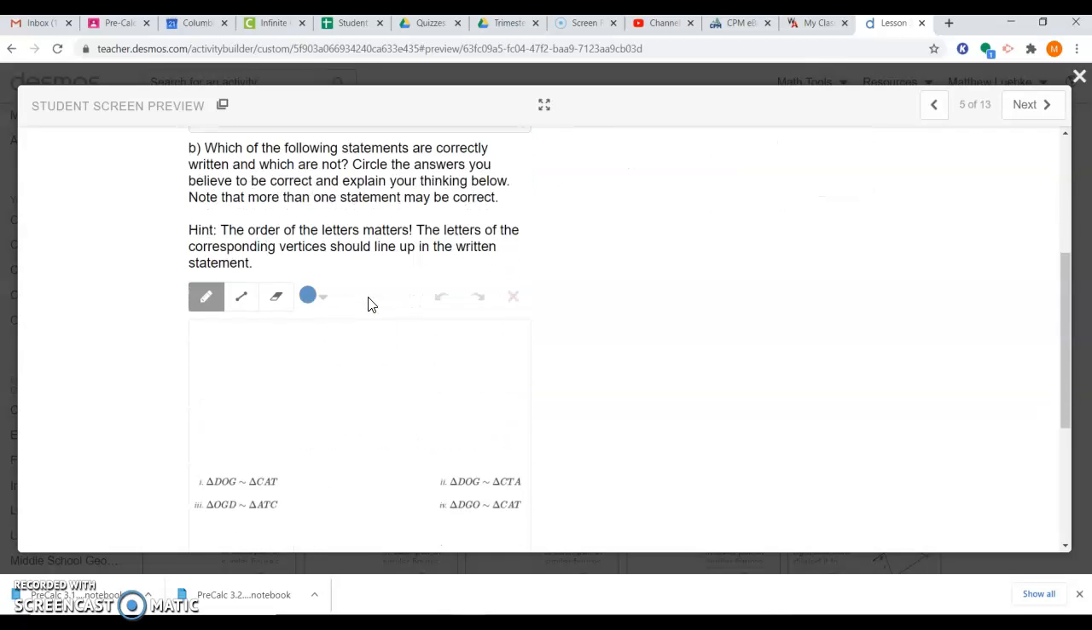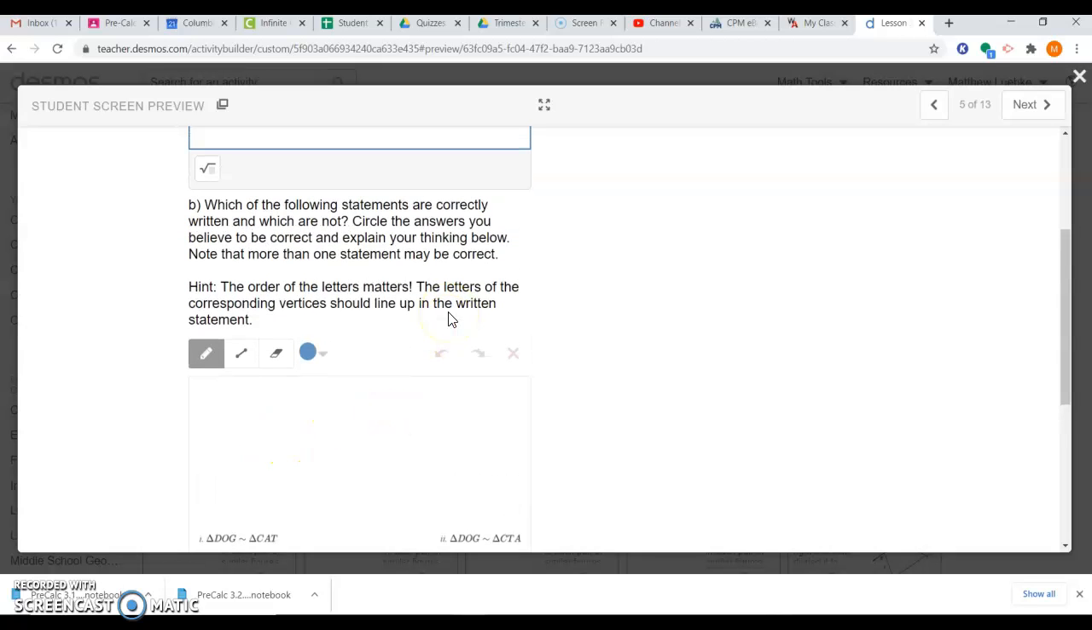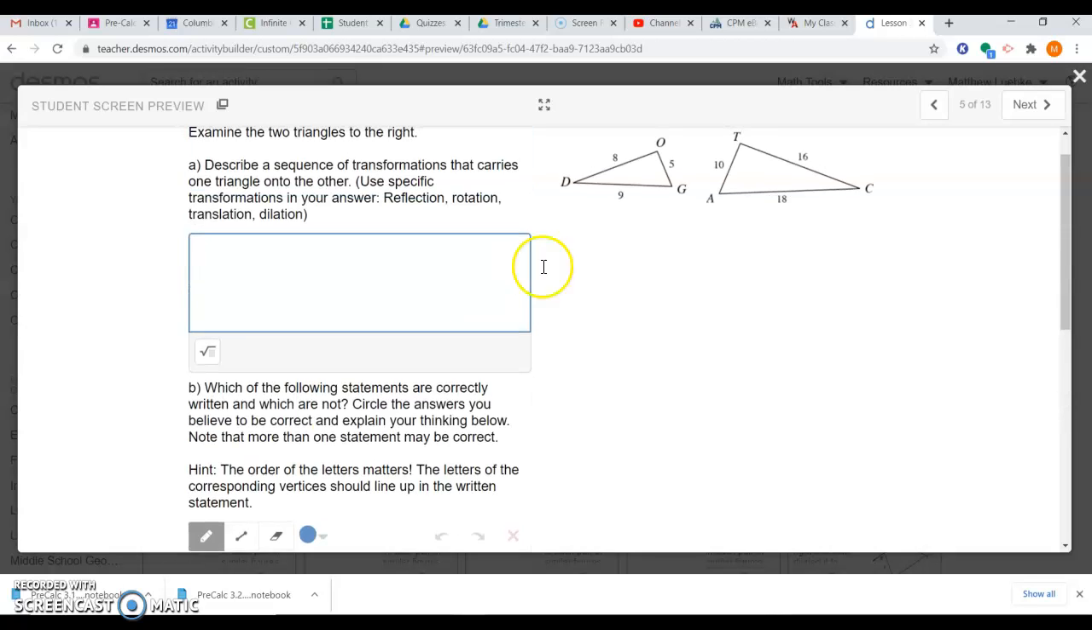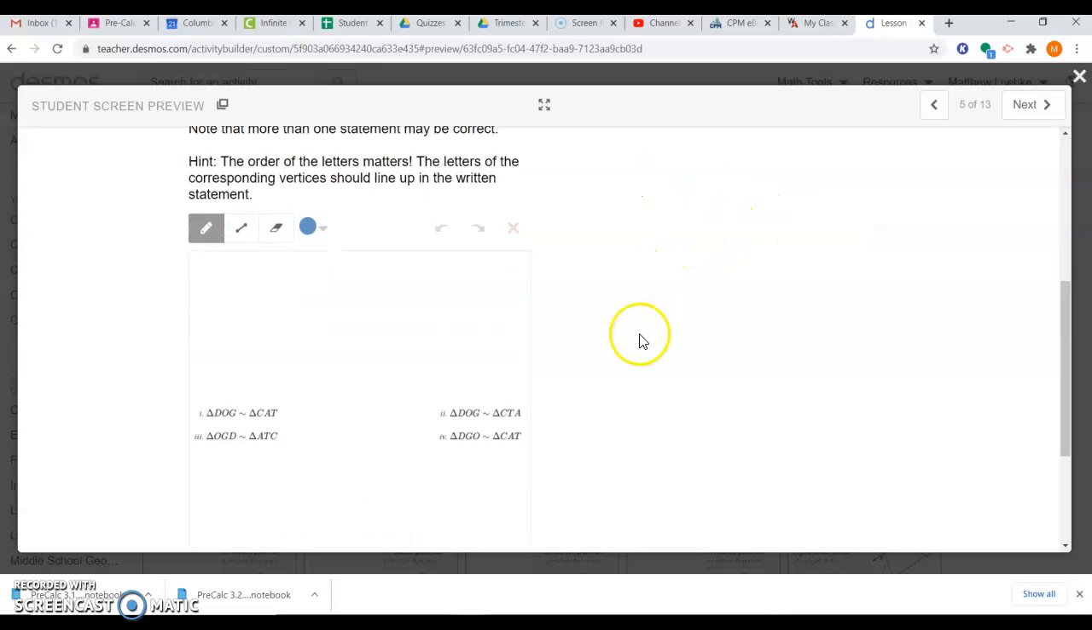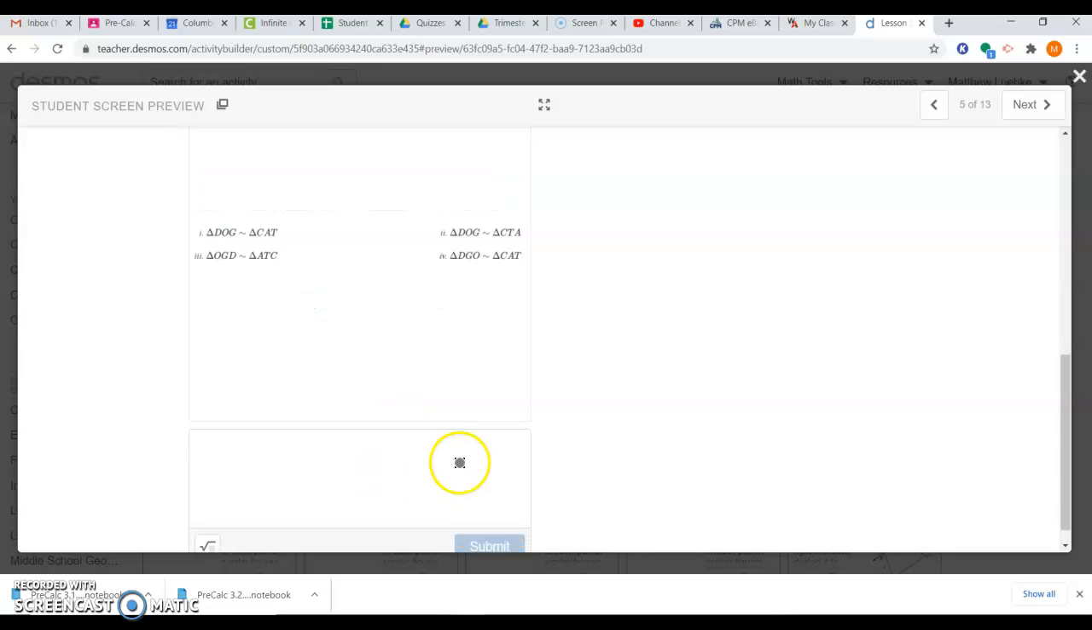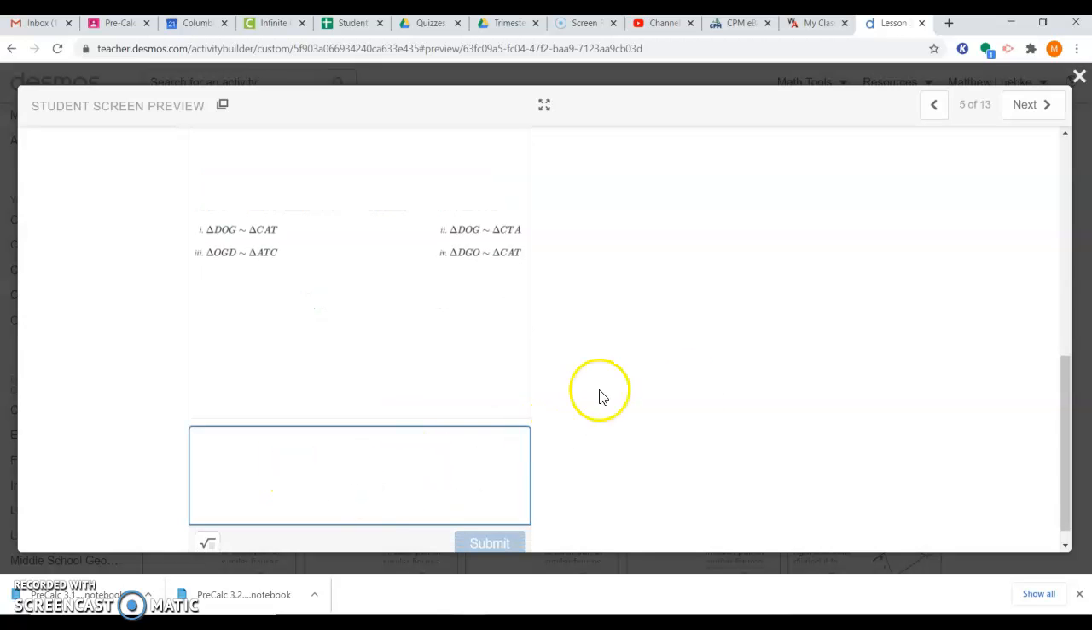Okay? The next part here, and it's a little small to see, you might have to zoom in, okay? We want to write the correct way to write the similarity statement. And again, the order of the letters matters. So if you say D-O-G, well, then you're probably going to have to say C-T-A because C corresponds with D, T corresponds with O, and A corresponds to G. And so then you would circle that one. Okay? If there's other ones that work, you circle that as well, and then you explain why you chose the ones you chose.